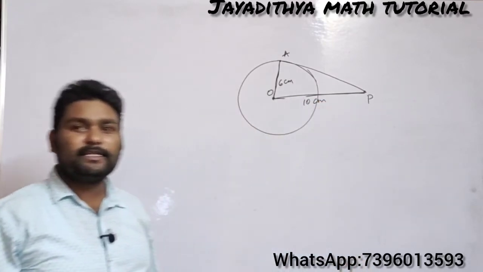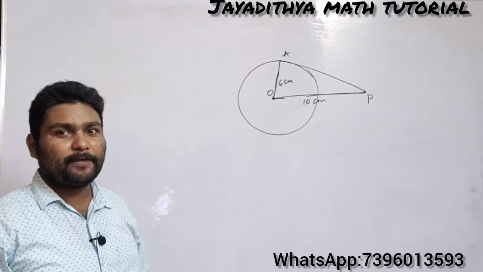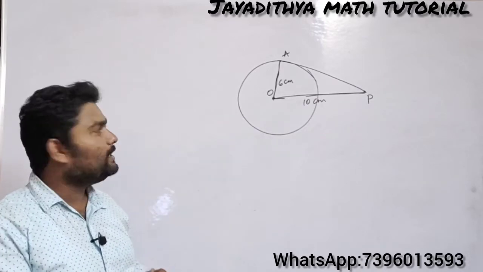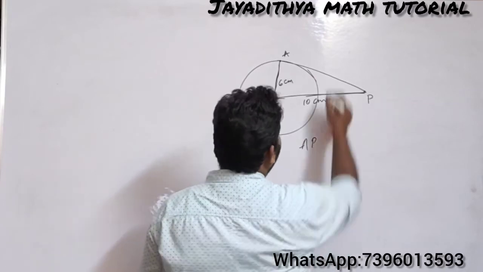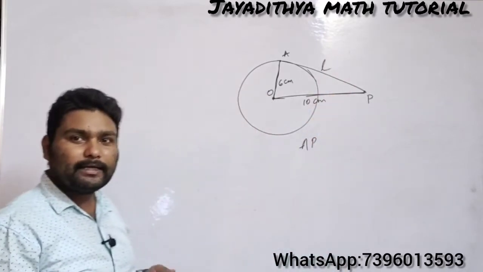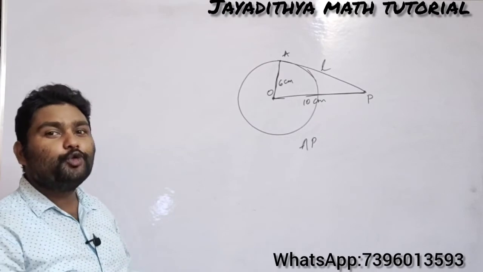Okay, he has also given the distance OP is equal to 10 centimeters. So this is the information, and what you need to find here is the length of the tangent. What will be the length of the tangent from the figure? So here AP will be the length of the tangent. How to find this one?